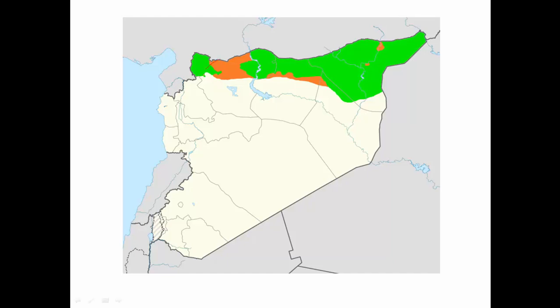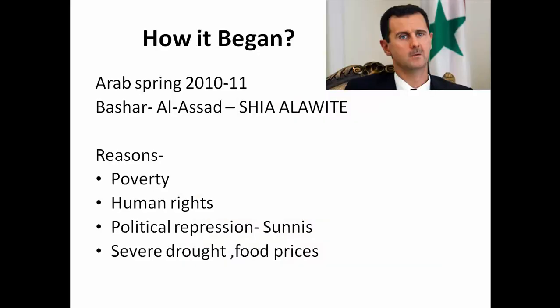This area in the green color, this is the area of Kurd people in Syria, and this is the area that they have been demanding as an independent country. Now let me tell you the story of this civil war, how it began.